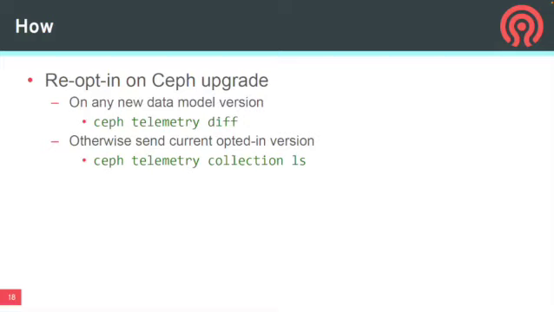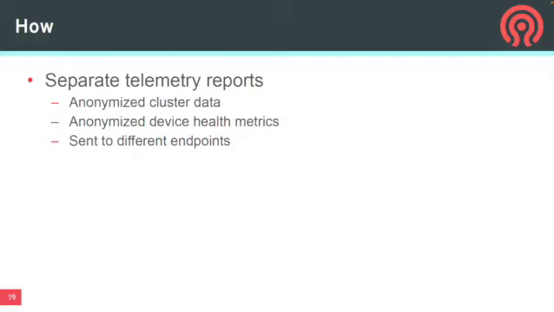In case we change the data model, if we add new collections, we ask users to re-opt in. Otherwise, you keep sending the current version that you're opted into. And you can see that with the ceph telemetry collection ls. We also send the device reports to a separate endpoint than the cluster data. So this even allows for additional privacy and anonymization.